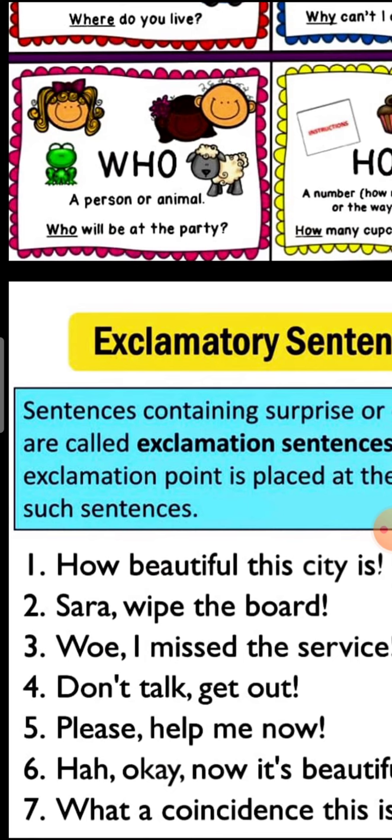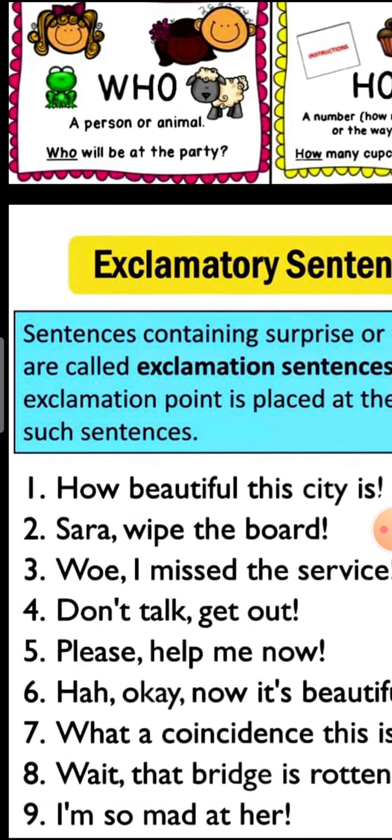Here some examples are there. How beautiful this city is.